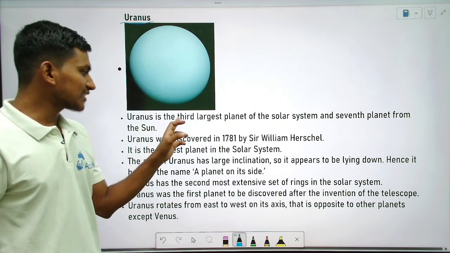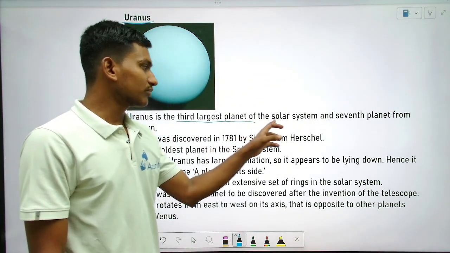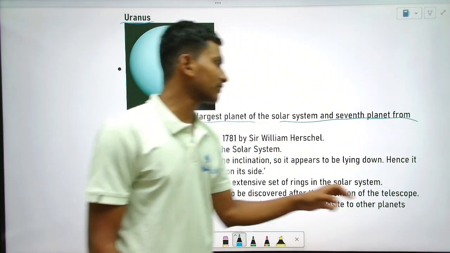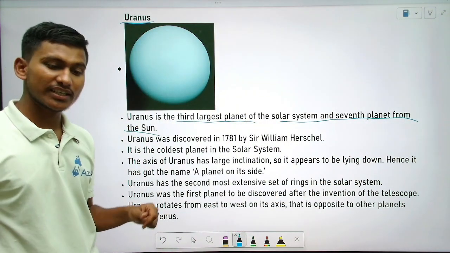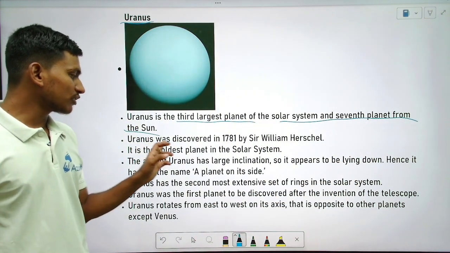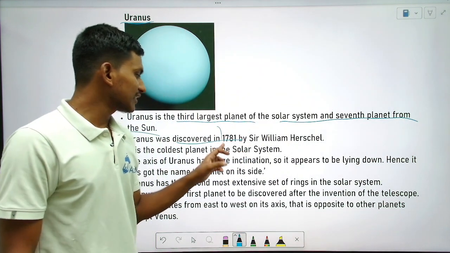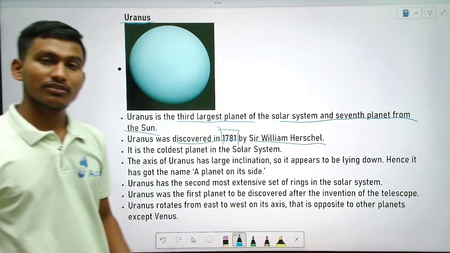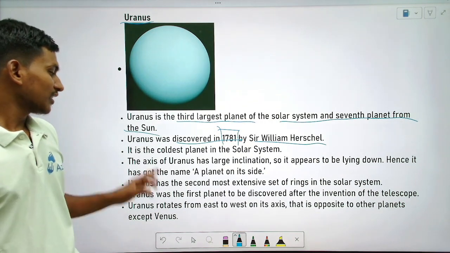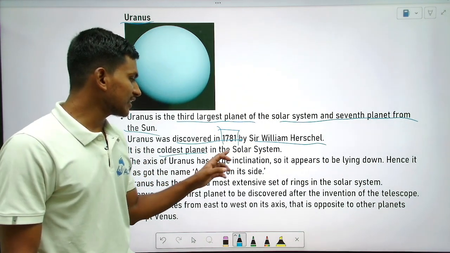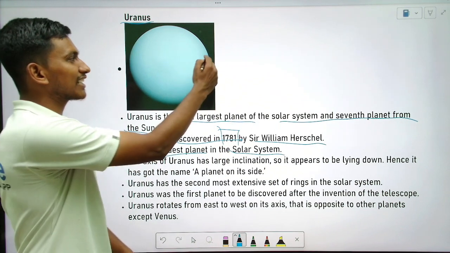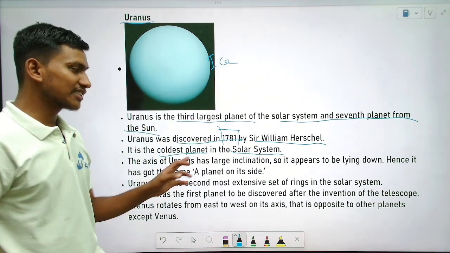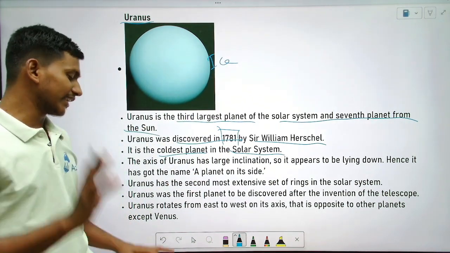Uranus is the third largest planet of the solar system and the seventh planet from the sun. Uranus was discovered in which year? 1781, by whom? Sir William Herschel. It is the coldest planet in the solar system. You can see it looks like ice, isn't it? So it is the coldest planet.